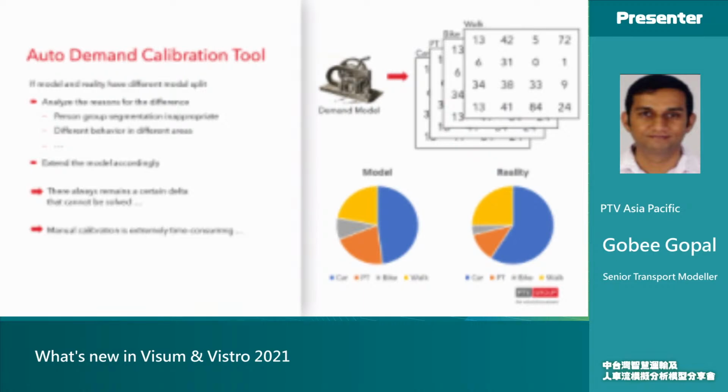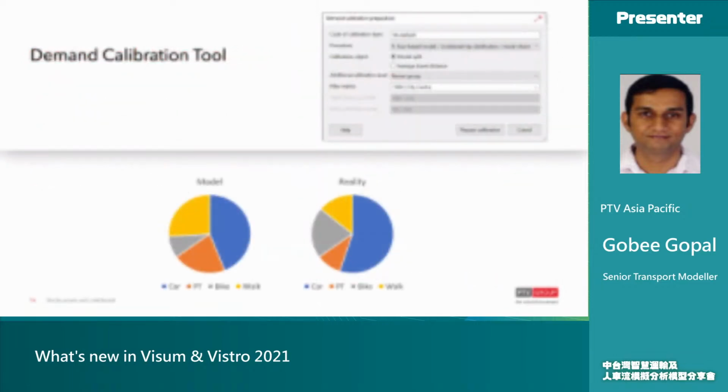Then manual calibration is extremely time consuming. If you are required to do it manually, checking what needs to be adjusted, what needs to be increased or reduced, it takes a lot of effort. Most of us as Visum modelers work with a city-wide model, so it's like 500 zones by 500 zones. If you do it manually, it will take months. So for this situation, PTV has developed an add-in which automatically calibrates the demand model. So how does it work?